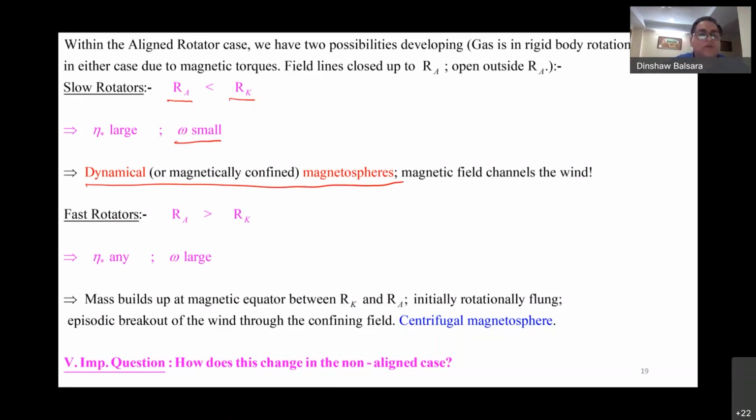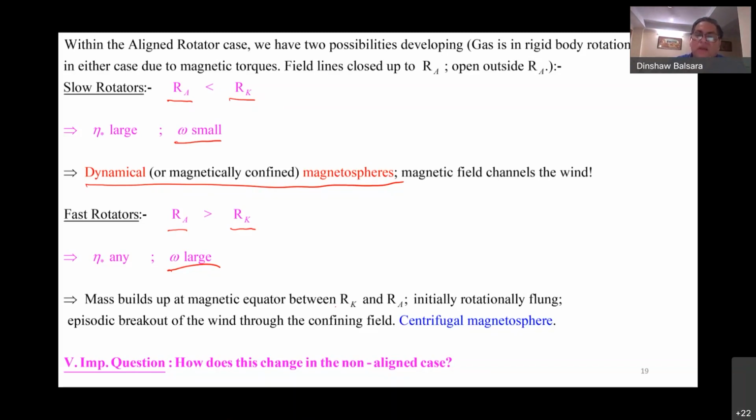Now, what if you have a situation where omega becomes large? In that case, the Keplerian radius moves inwards as omega becomes larger and larger, and at some stage, the Keplerian radius can become smaller than the Alfvén radius. In such a circumstance, we have a very interesting situation, because for all radii outside the Kepler radius, the wind is centrifugally flung by the rotation, and more importantly, the magnetic field holds it in place. Namely, the magnetic field makes it co-rotate.